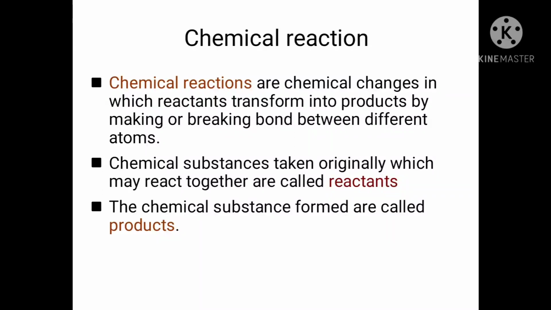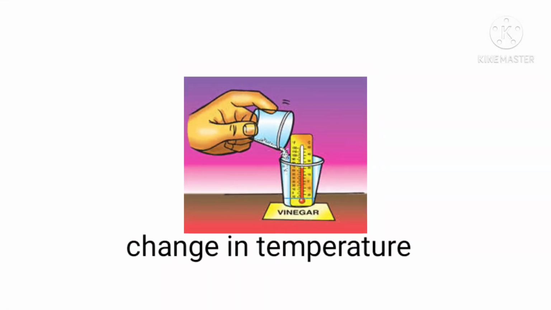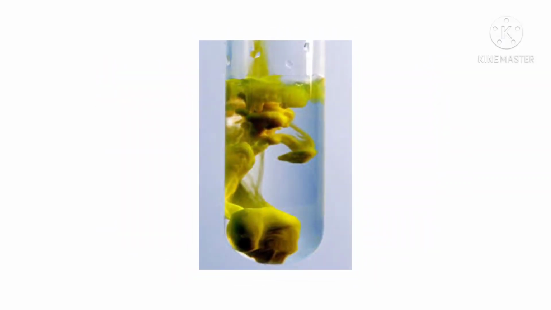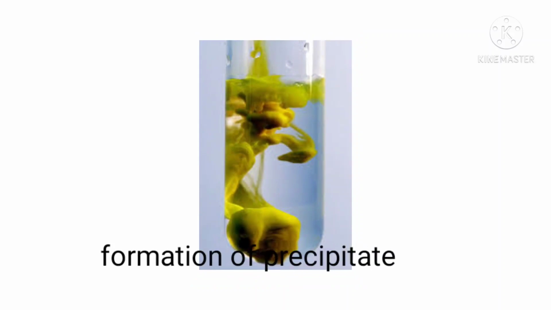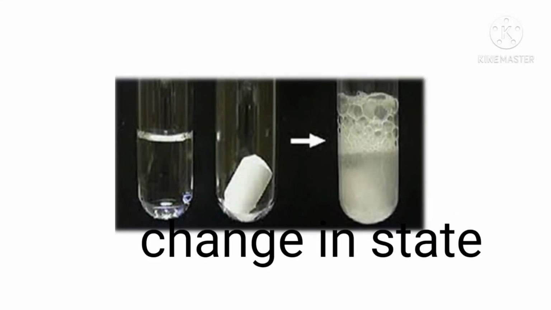When a chemical reaction takes place, some changes are observed. The easily observable changes that take place in a chemical reaction are called characteristics of chemical reaction. These changes help us to check that a chemical reaction has taken place. Some important characteristics of chemical reaction are change in temperature, change in color, formation of precipitate, and change in state.